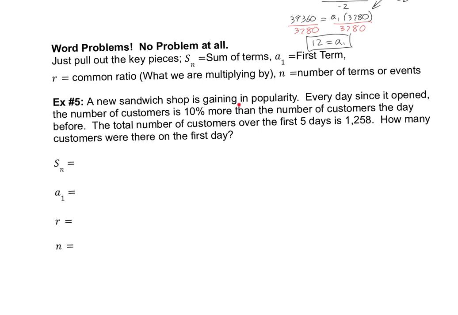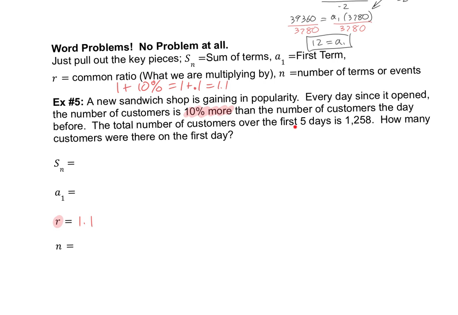A new sandwich shop is gaining in popularity. Every day since it opened, the number of customers is 10% more than the number of customers the day before. That's key. I just found something out. 10% more, I believe that's going to be my common ratio. Well, if I'm going to do 10% more, that means I have to think about starting with 1 plus 10%. And 1 plus 10% is like saying 1 plus 0.1, so it's 1.1. My common ratio is 1.1. All right, let's keep going.